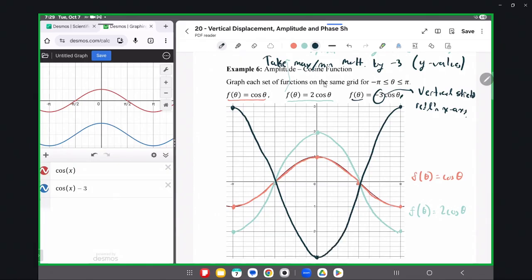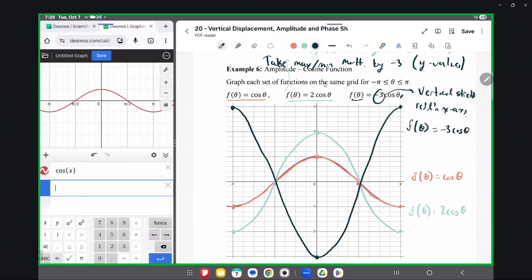That's not so bad. And so this is going to be our function f of theta is equal to negative 3 cosine of theta. So we can see we stretched what it looks like. We can use Desmos to help confirm this is the case.